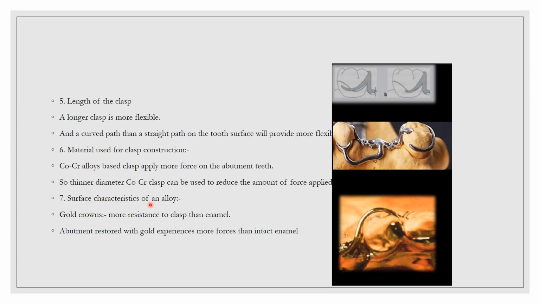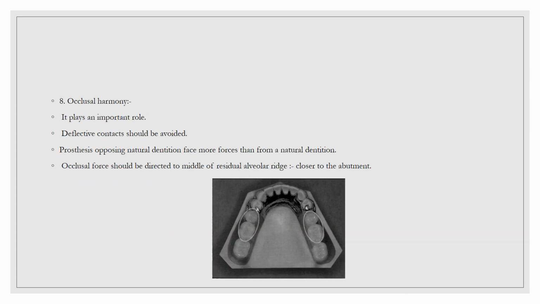Surface characteristics of an alloy: gold crowns are more resistant to the clasp than enamel. Abutments restored with gold experience more forces than intact enamel. Now currently not used, but that's how it used to be. Occlusal harmony is another factor, so it plays an important role. Deflective contacts should be avoided, guys. Prostheses opposing natural dentition face more forces than those opposing other prostheses. Being adjacent is okay, but when you have a natural fully dentulous arch occluding with them, they will face more forces. Occlusal force should be directed to the middle of the residual ridge, closer to the abutment, like here.